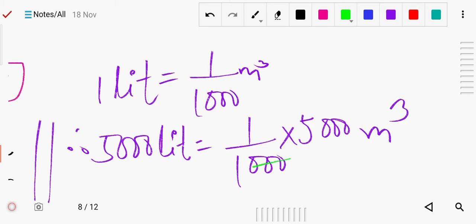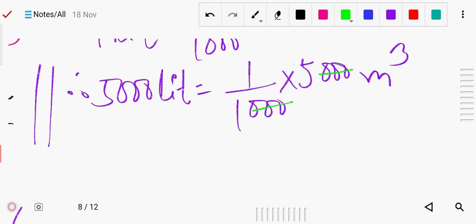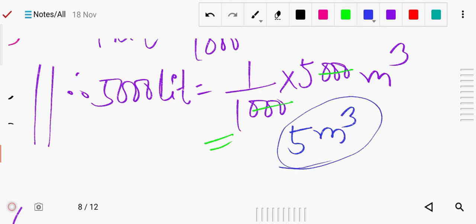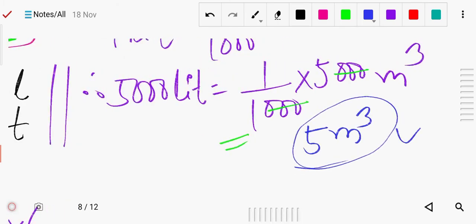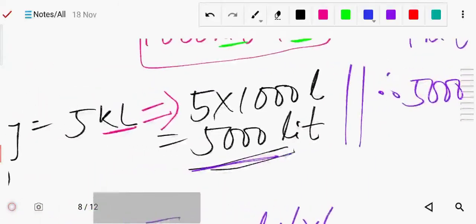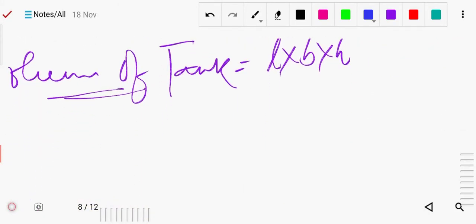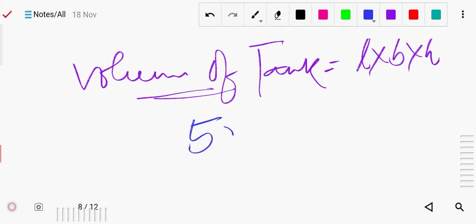Now we can divide, and only 5 is left. So it is 5 meter cube. Now it is changed: 5 meter cube is the capacity. Now we can write it here: 5 meter cube.